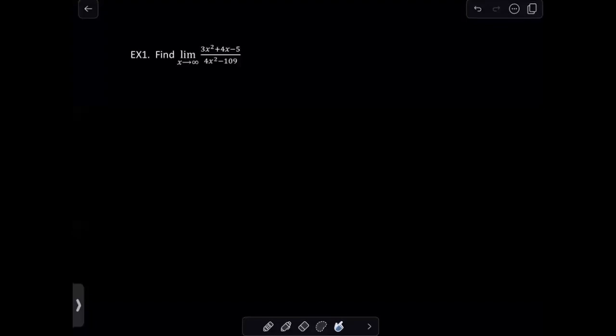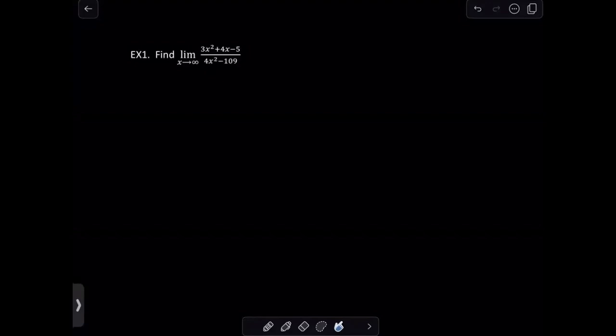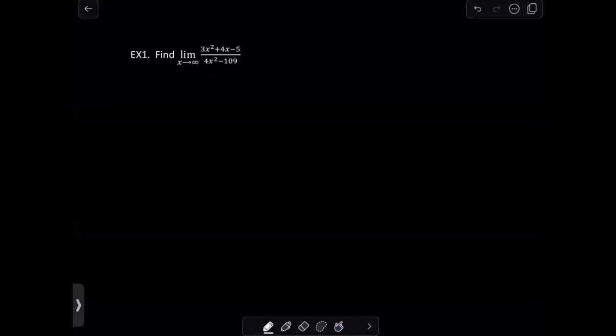So let's solve these limits at infinity using the shortcut method. There is a long way of doing it, but for this video, I'm just going to explain the shortcut method and apply the cases that we had in the previous screen. So let's take a look at this.